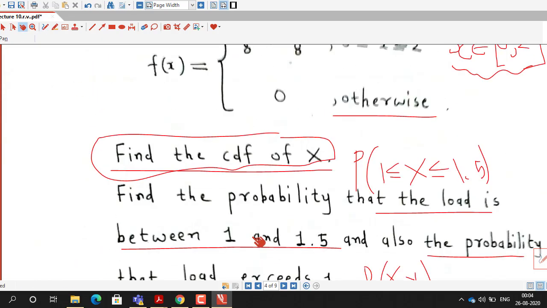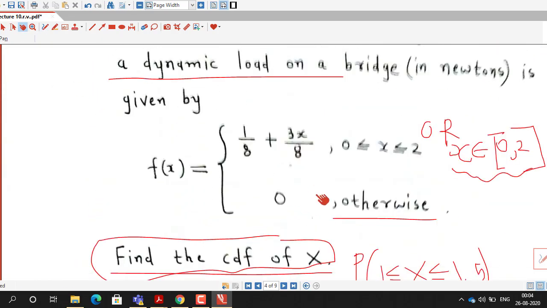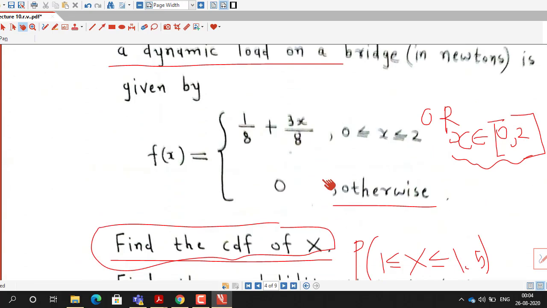So to find out the cumulative distribution function, we first concentrate on this probability density function. The function is non-zero in the closed interval 0 to 2, and outside this interval the function is 0. Suppose this is 0 and this is 2.